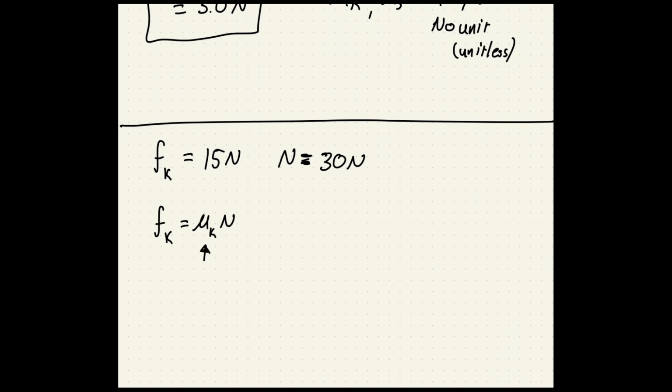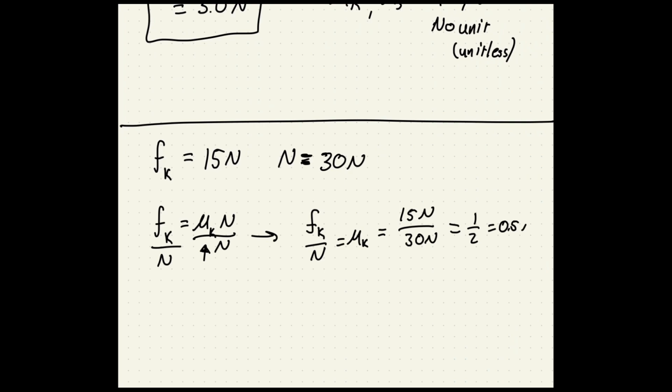To do that, I would have to divide both sides by that normal force. Divide by normal force, I get friction divided by normal is equal to mu sub k. And then I can just take my friction force of 15 newtons, divide it by my 30 newton normal force, and I would get a value of 1/2 or 0.5, and I will not have units, because when I divide, the newton on top cancels out the newton on bottom. So my coefficient of friction here is 1/2.